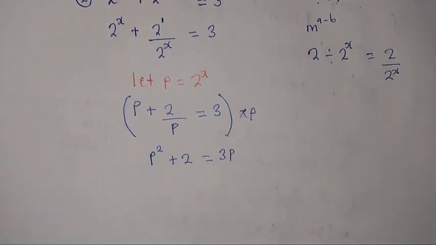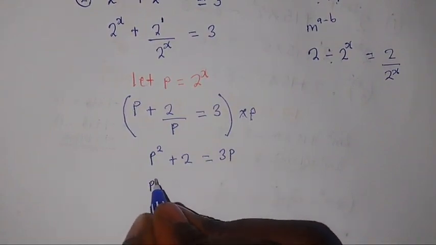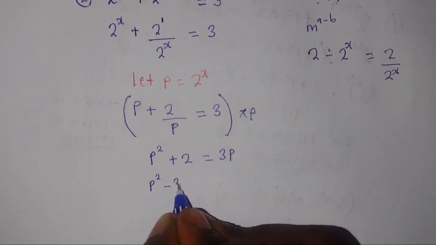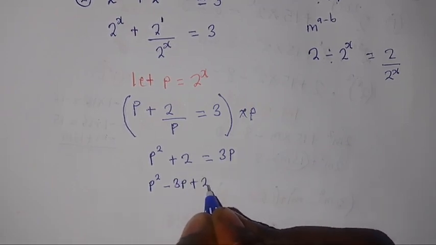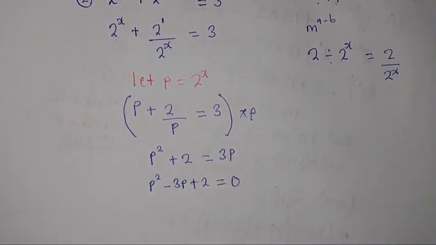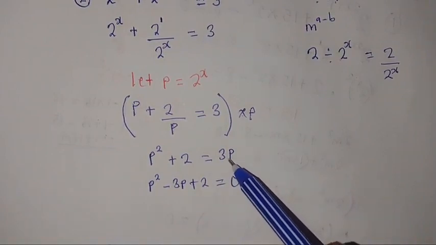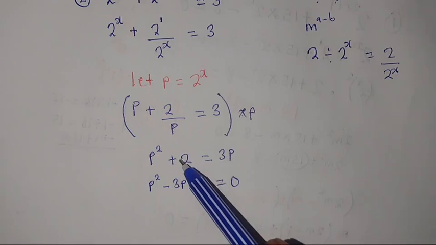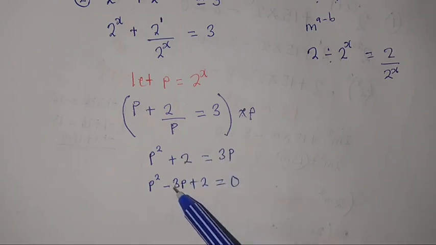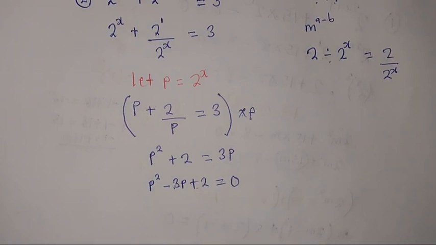Okay, so from here we can collect the like terms. We can say 2p minus 3p plus 2 equal to 0. So here what has happened is that this 3p has gone to the left hand side. It was a positive, it has become a negative, then plus 2 equal to 0. So we have a quadratic equation. So here we can now solve this one quadratically.